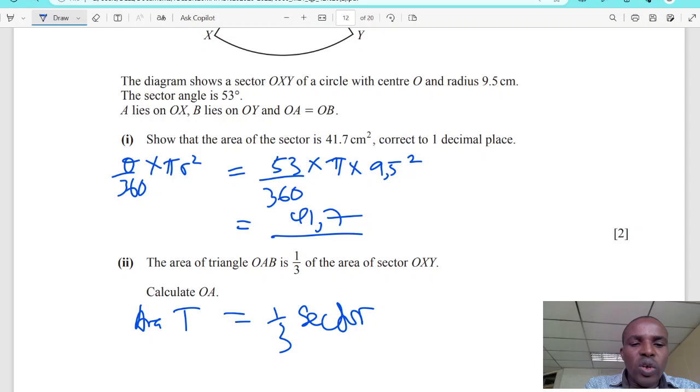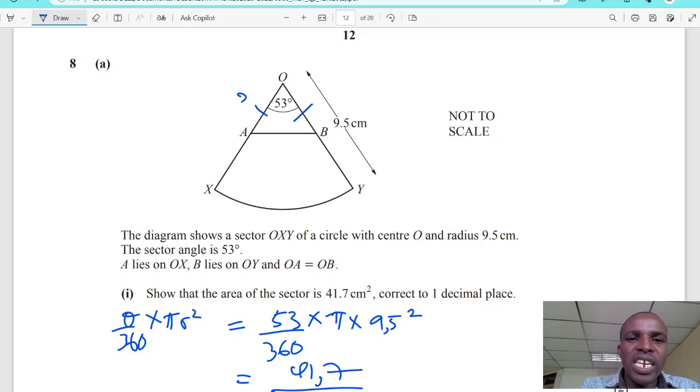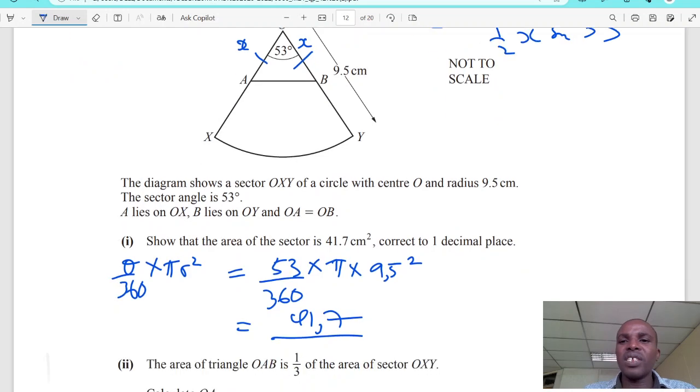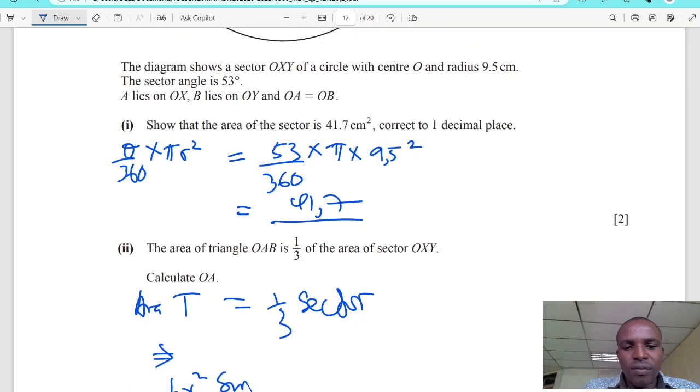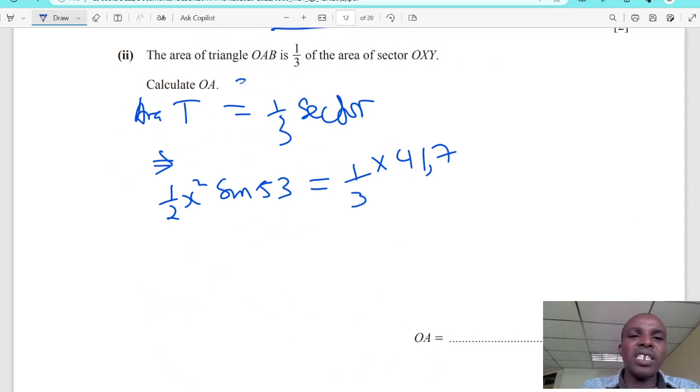So what will the area of the triangle be? Half AB sine theta, and this side and this side are the same. So you can call this side X, this part OB or OA. So the area of the triangle is half AB, which means X times X, then sine 53. So it's half X squared sine 53, and that is equal to 1/3 of the area of the sector. The area of the sector is here, 41.7. This one is already given, right? We can now find OA, that's X.